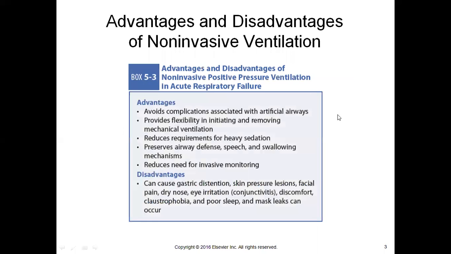and the oxygenation issue. So advantages: we don't have all those associated issues with artificial airways. We don't have to sedate as much. People can still talk okay and communicate. We don't have to use major sedation, that sort of thing.